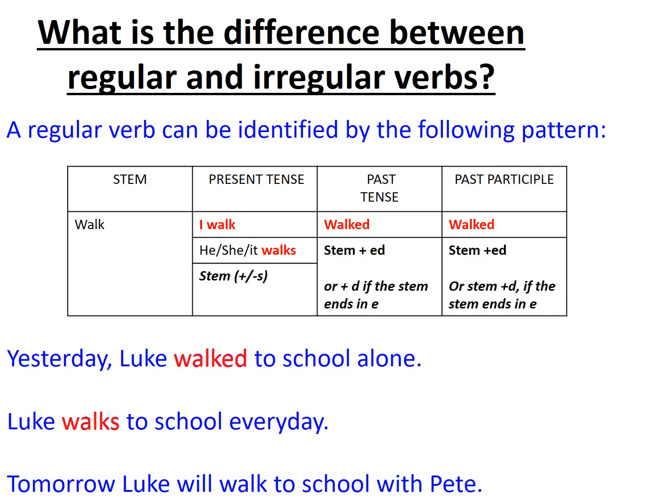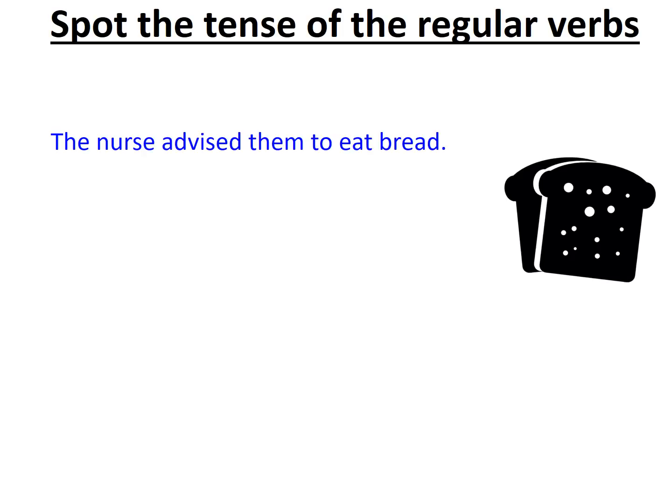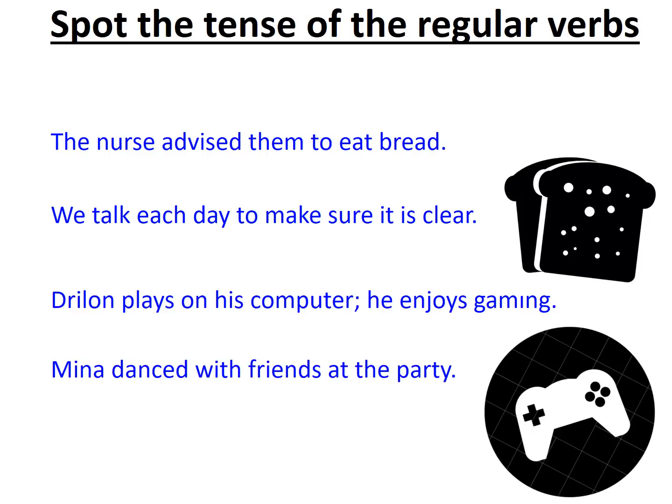If I were then to use the mystery future tense, tomorrow Luke will walk to school with Pete. Will walk is what will happen. But this is the form that we would expect a regular verb to use. For many verbs in the English language, it's the same system, and we can easily identify these verbs because they don't follow any exception. What I'd like you to do now is spot the tense of the regular verbs in each of the sentences. And of course, I'd like you to identify the regular verbs in order to be able to do that. Hit pause if you need thinking time.